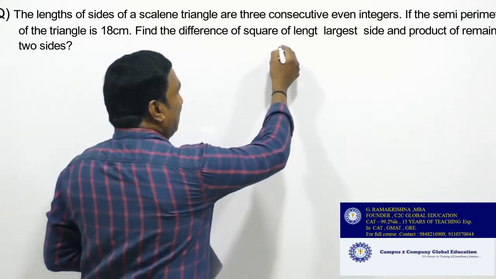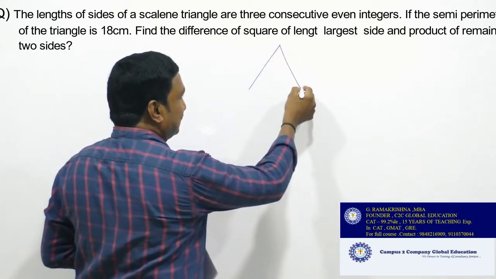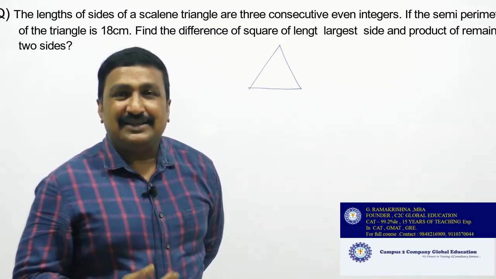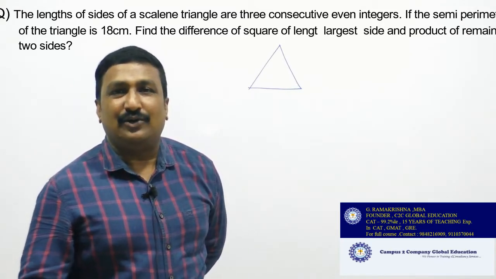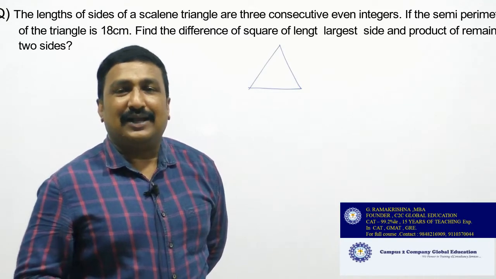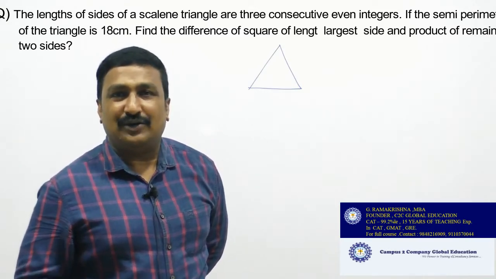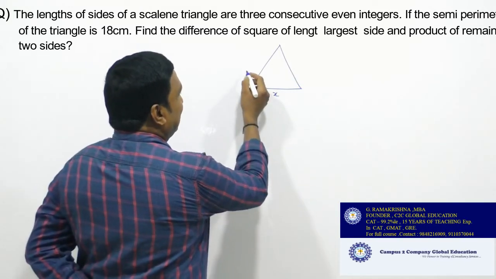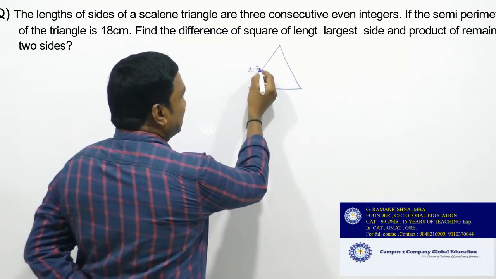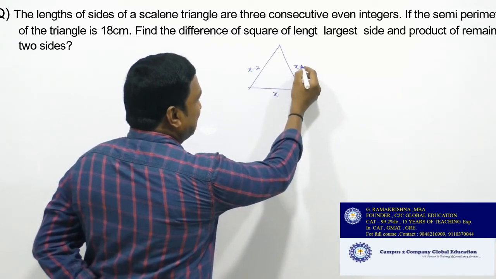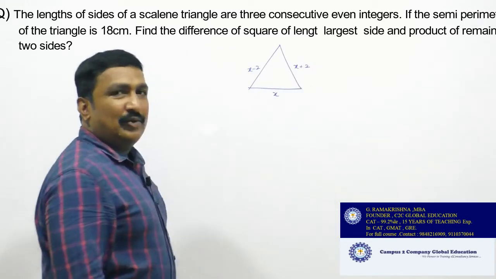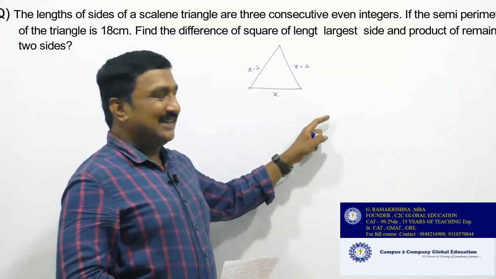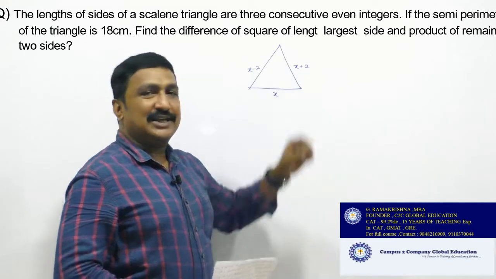First I will draw a scalene triangle. Already we know that a scalene triangle is one where the lengths of the 3 sides are different. Here they gave that the lengths of the 3 sides are 3 consecutive integers. So if I take the middle one as x, this side will be x minus 2, and this side is x plus 2. So the lengths of the sides of three conjugate integers are x minus 2, x, x plus 2.